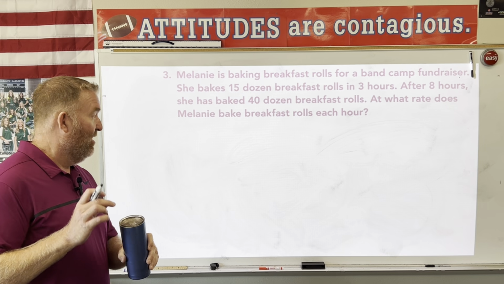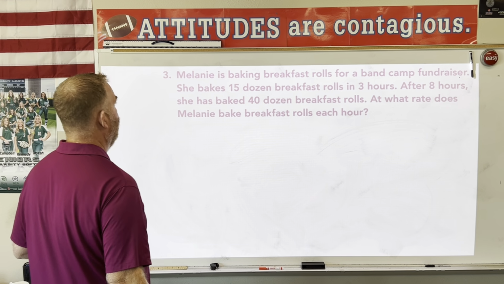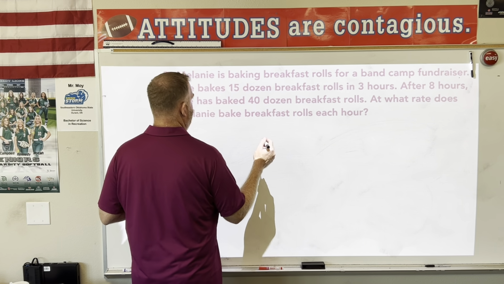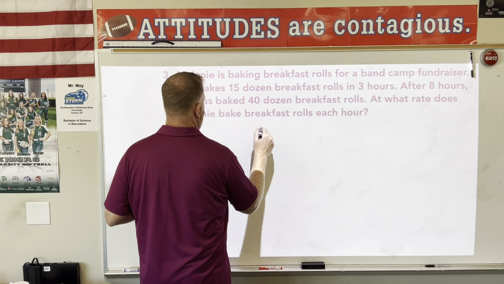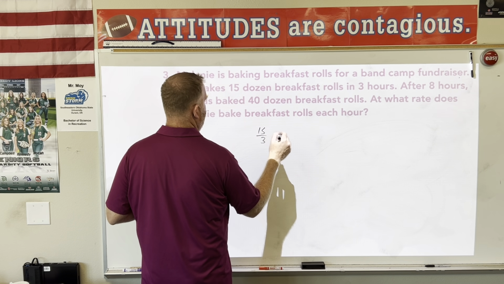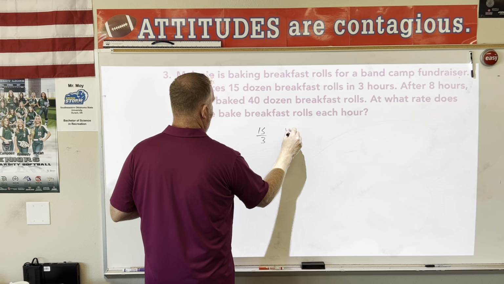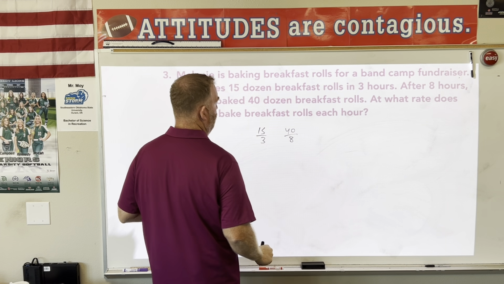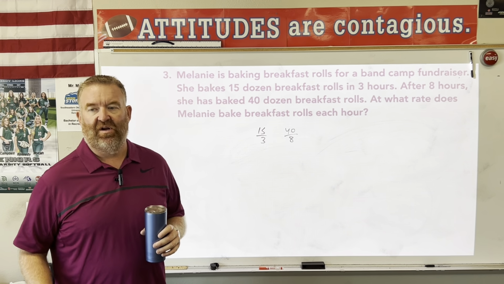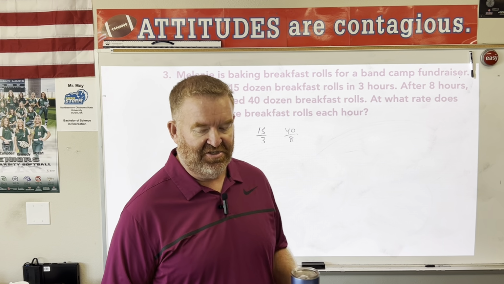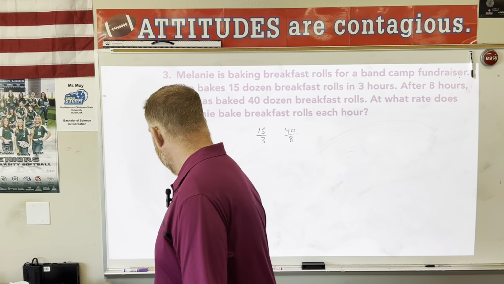Pause. All right, so what do we get? 5 what? Tell me how you did it. 15 divided by 3, and also what? 40 divided by 8. Do these have the same rate? Yeah, they do. They have the same rate. We're going to talk about that here in a minute. We're going to talk about direct variation. Okay? Good. So we're kind of understanding this.